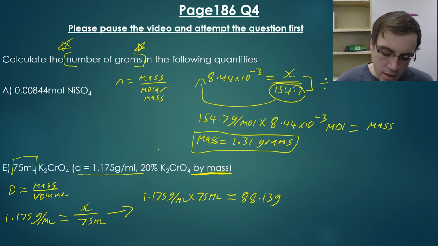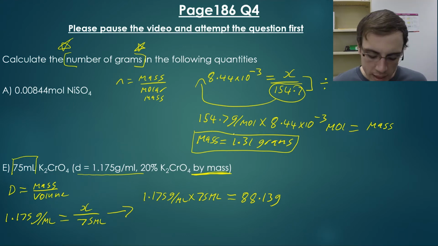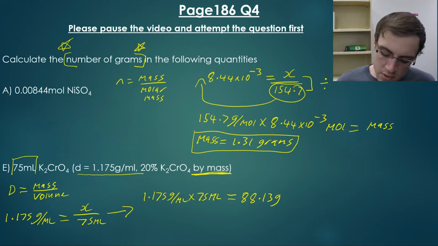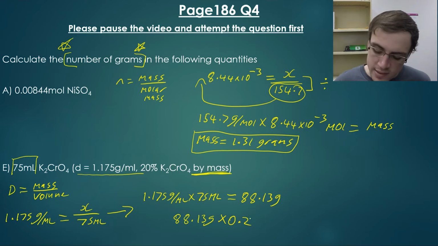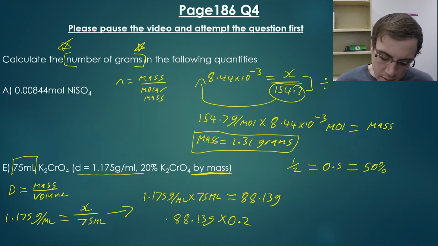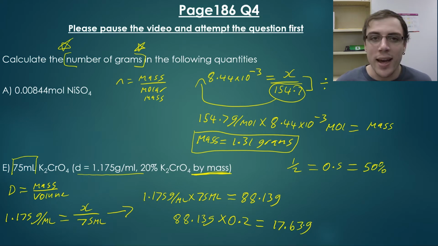This is where we take the percentage, because we know 20% of this raw mass is potassium chromate. So 88.13 grams, and we multiply it by 0.2, because remembering when we're turning a percentage into a number, we place it like this. If you get a little confused by that, just think of what is 1/2: 0.5, which is the same as saying 50%. So we multiply 88.13 by 0.2 or 20%, and that will give us 17.63 grams. And that is our mass.